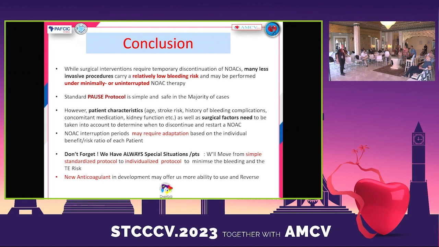NOAC interruption periods may require adaptation based on the individual benefit-risk ratio of the patient, especially for patients with impaired renal function. And don't forget, we always have special situations and special patients, and we need to move from a simple standardized protocol to an individualized protocol. And I hope that new anticoagulants in development may offer us more ability to manage these patients and to reverse. Thank you.